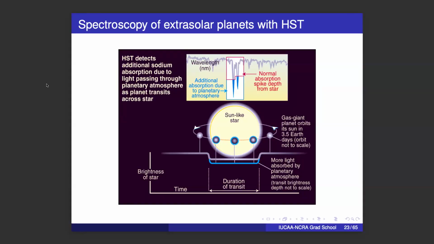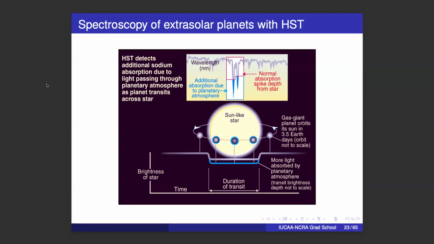Particularly, additional absorption due to the planetary atmosphere tends to occur. And this is that additional absorption. The normal absorption is shown over here. There was some absorption due to the star itself, but for a particular chemical, the absorption increased during the transit and decreased when it was out of transit.